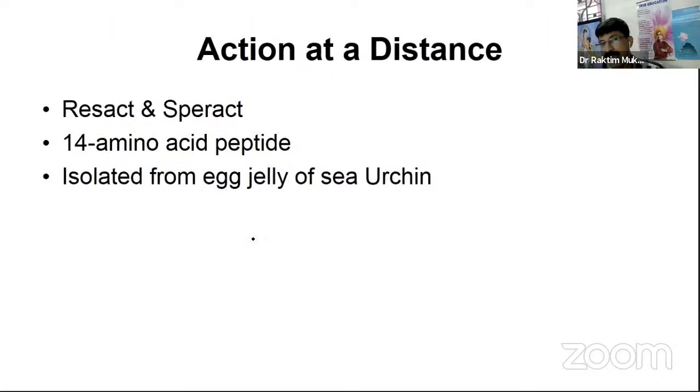When you talk about the action at a distance, there are two proteins. One is resact, another is speract. Both are from the sea urchin. Resact and speract are 14 amino acid peptides. They are isolated from the egg jelly of sea urchin.